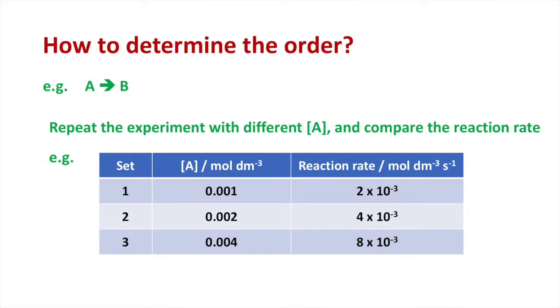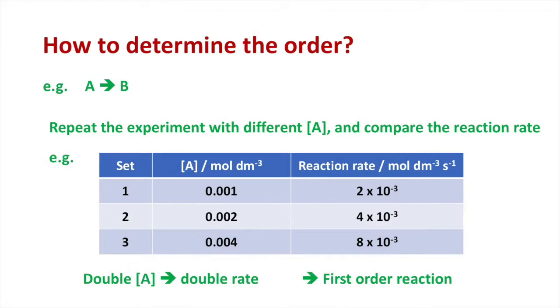By comparing experiment 1 and 2, we can find that when the concentration of A doubles, the reaction rate will also double. A similar relationship can be found between experiment 2 and 3. As a result, if we double the concentration of A, we double the reaction rate. So this is a first order reaction.